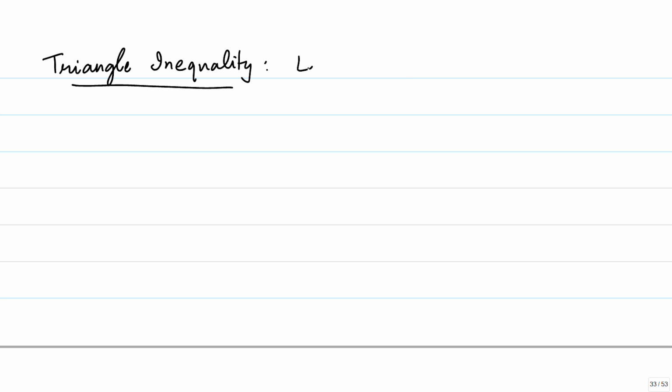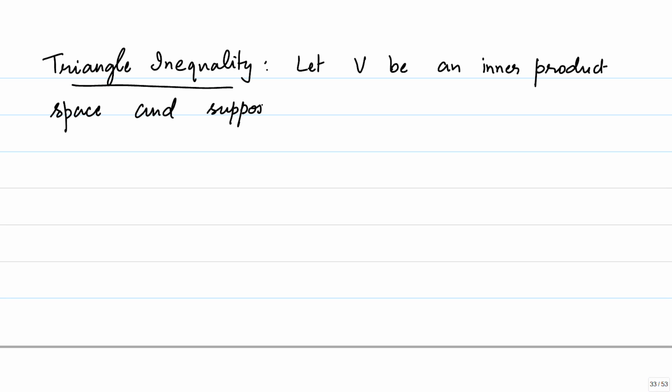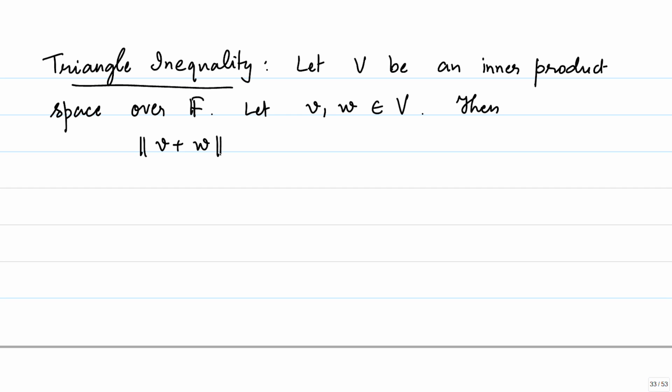So let V be an inner product space and suppose we take two vectors over F. So this is true for both real vector spaces and complex vector spaces. Let V, W be two vectors in the inner product space V. Then the length of V plus W is bounded by the length of V plus the length of W.